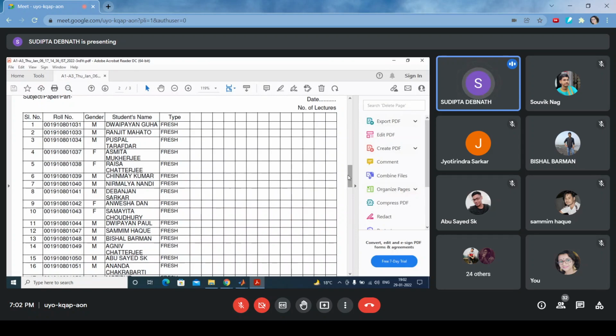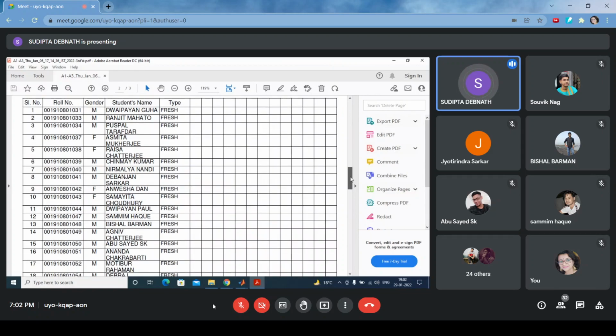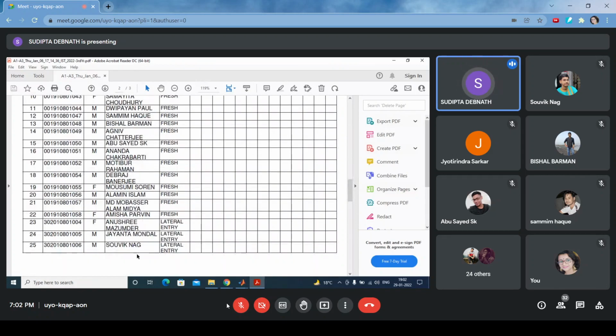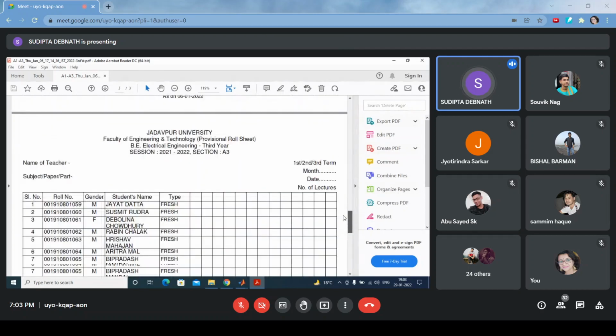From serial number 12 up to the end. Okay, so how many students? All the students, say from Shamim Hawk up to Shovik Nag. No, ma'am. Anushree Majumdar is in A1. Okay, serial 23 is in A1. Yes, I remember. Yes, you please send it. Then how many students actually belong to this group? 37. So many students. Okay, you please send it, because I have received this from the office.